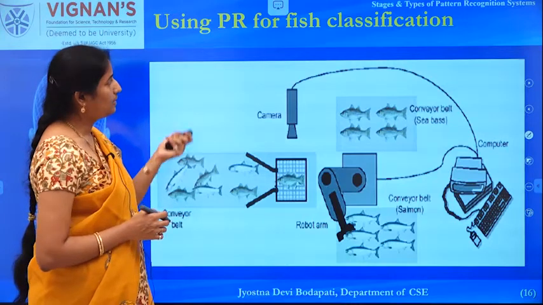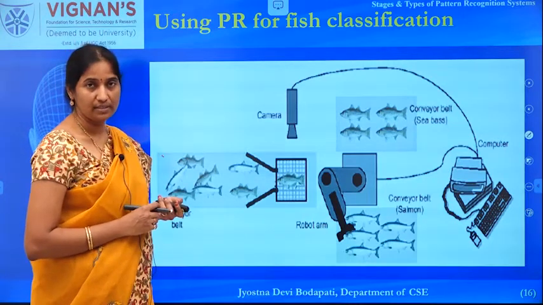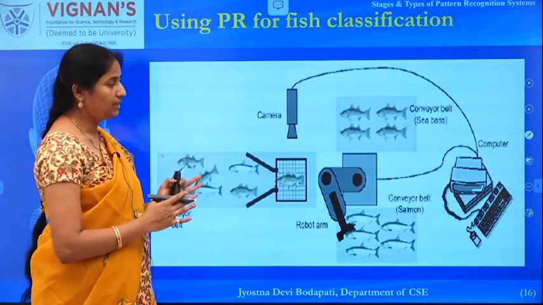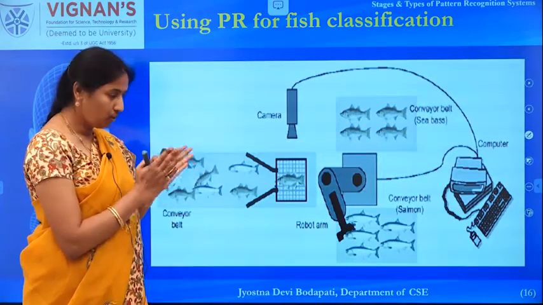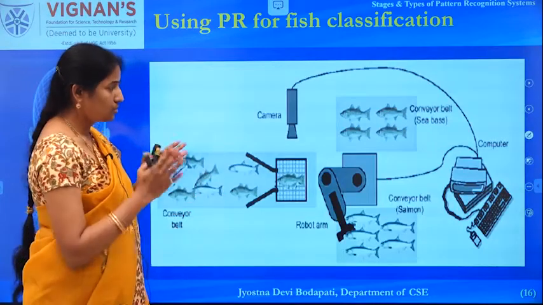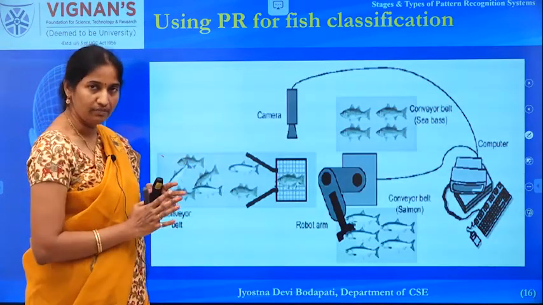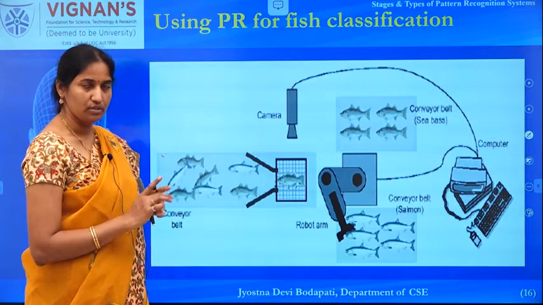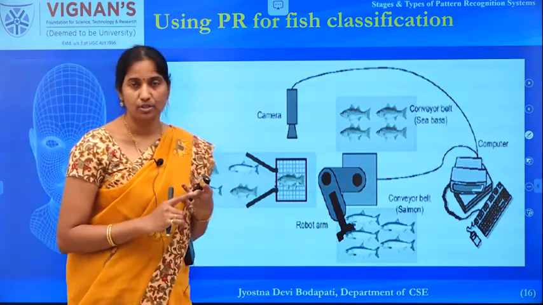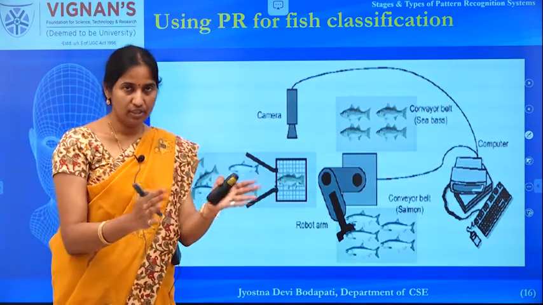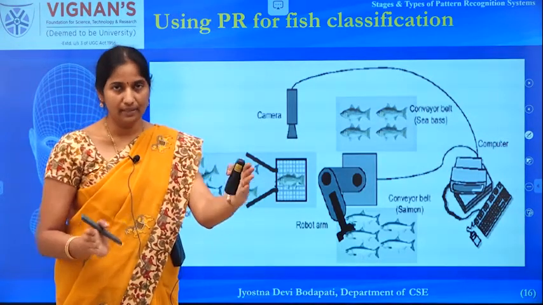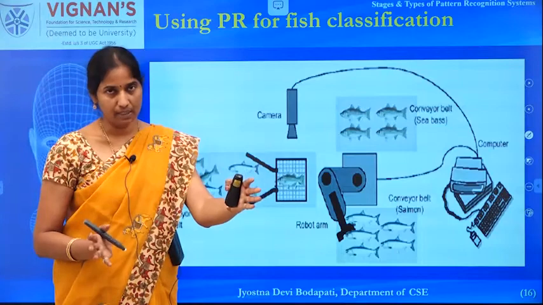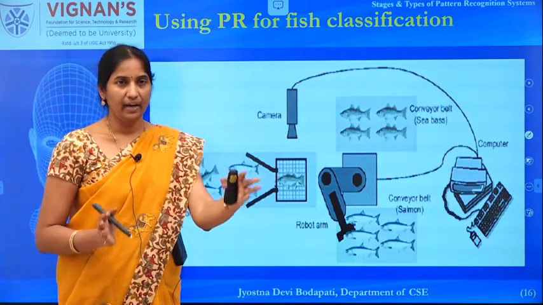This example is a famous fish classification example. The task here is, given the fishes, you need to classify them into sea bass and salmon. There are two different fishes, sea bass and salmon. Given the fishes, the objective is to classify or separate them into two different bins. That is the task, and it can be done.